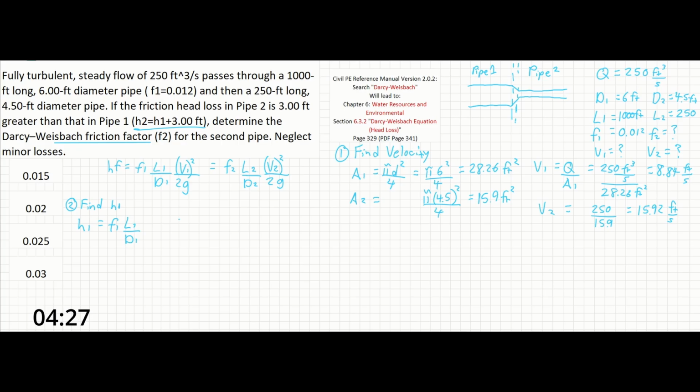Plugging in all of these terms, we can see that F1 is 0.012, L1 is 1,000 feet, D1 is 6 feet, V1 is our recently calculated 8.84 feet per second, squared, and then 2 times gravity of 32.2 feet per second squared. Solving this out, we get an H1 of 2.43 feet. Likewise, this will mean that H2 is going to be 2.43 plus 3, giving us 5.43 feet.